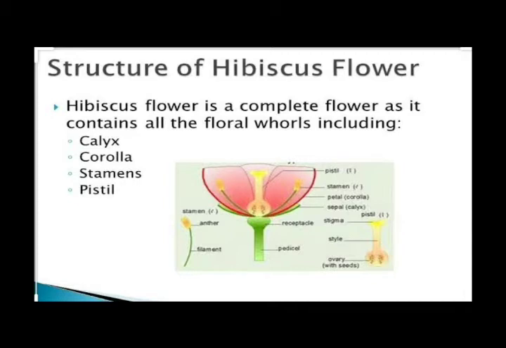Hibiscus flower is a complete flower, as it contains all the floral whorls including calyx, corolla, stamens and pistil, also known as androecium and gynoecium. So let's see how we can study the different parts by opening up the different whorls of the flowers. If you have a hibiscus flower in your garden, you can try it on your own. In the picture given to you here, you can see the different whorls are shown.